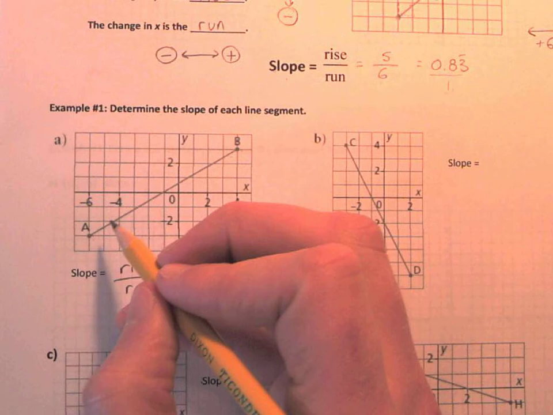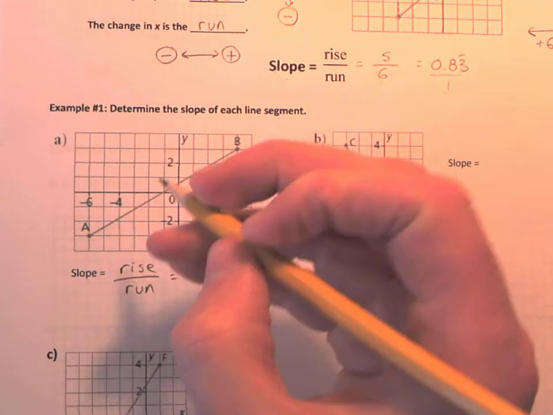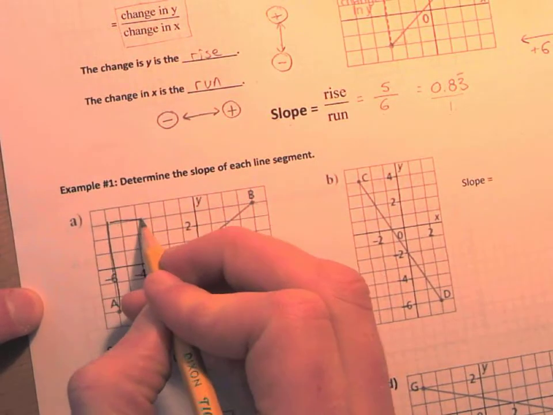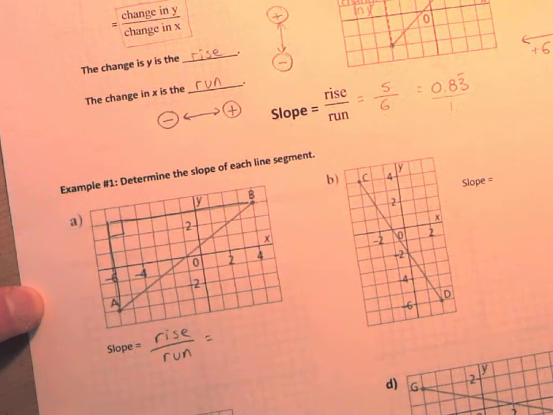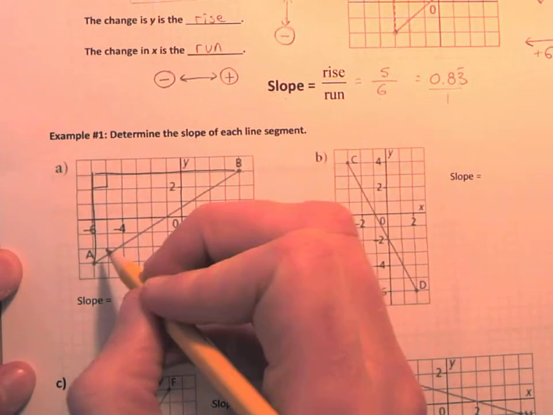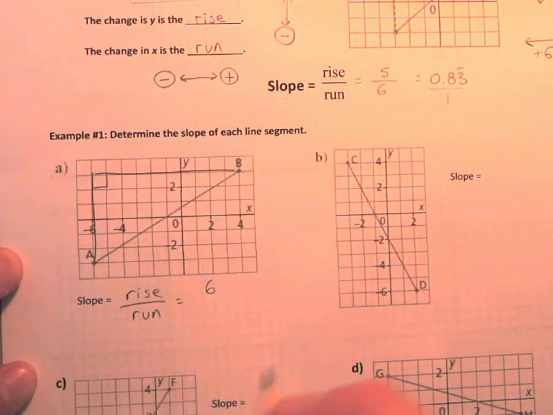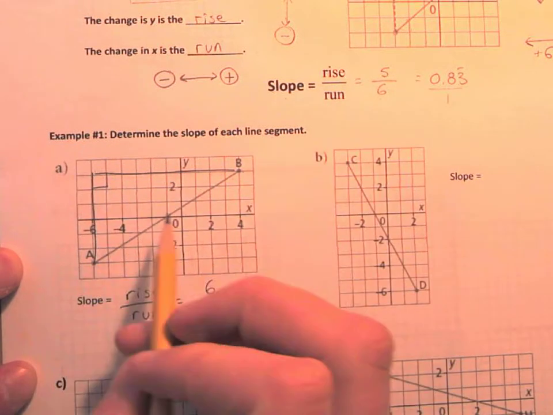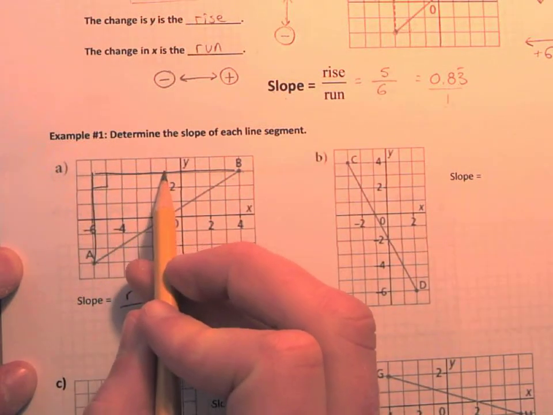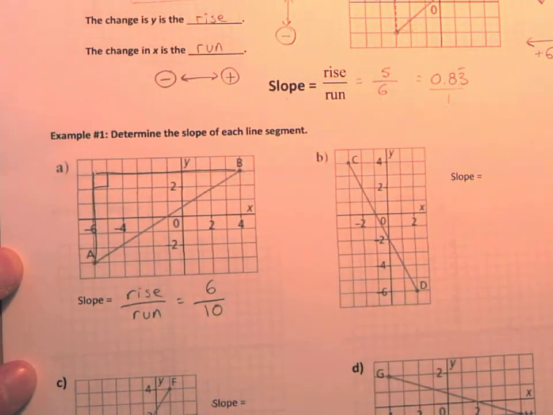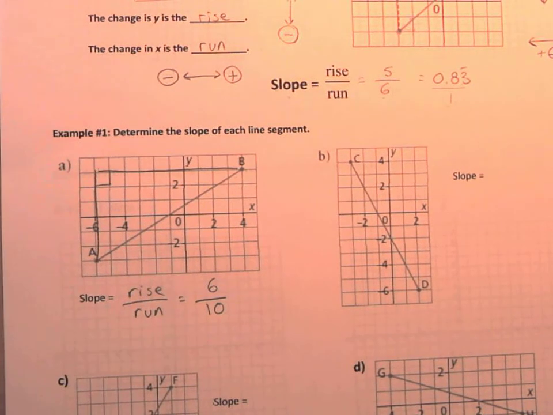So my rise from my left to the right, if I draw a nice triangle here, it has to be a right triangle. I can go up 1, 2, 3, 4, 5, 6. So my rise is positive 6 because I went up. And to the right, 1, 2, 3, 4, 5, 6, 7, 8, 9, 10. 6 over 10. So what does that mean? It means the slope of this line is whenever you go up 6, you must go over 10.